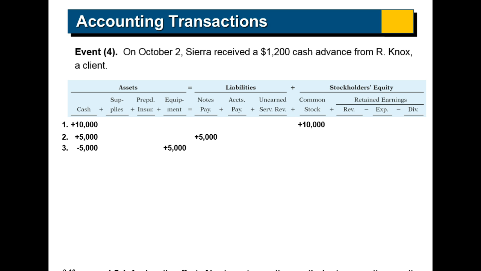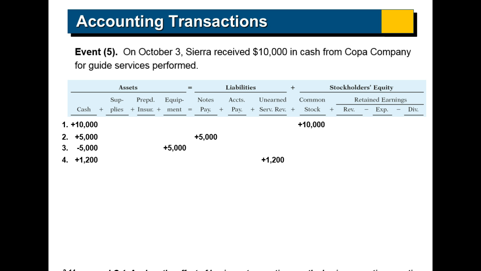On October 2nd, Sierra received a $1,200 cash advance from Mr. Knox, a client. What do we know about these cash advances? They're unearned. So what's going to happen with our cash? Goes up. What's going to be the other side? Unearned service revenue, or a liability, is going to what? Go up. Does that make sense?